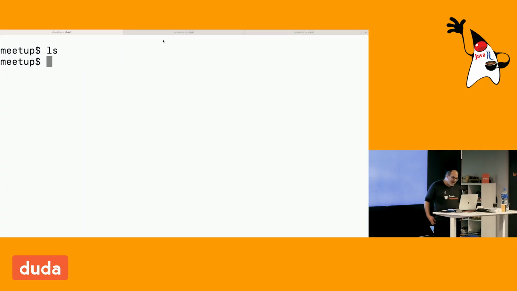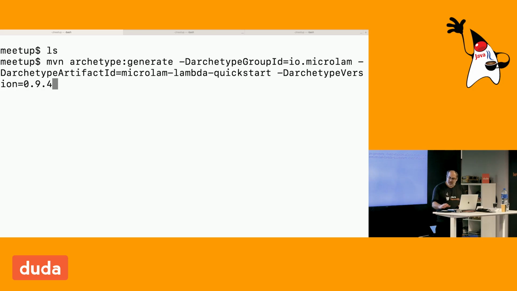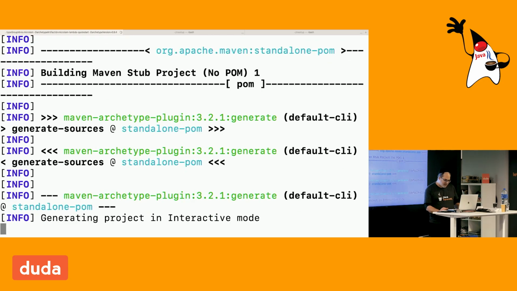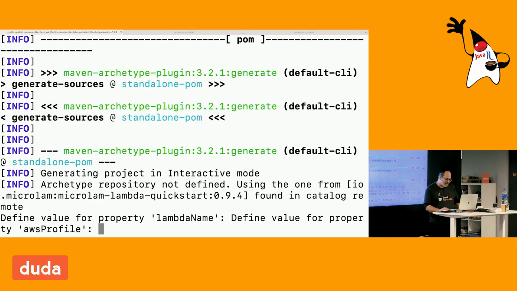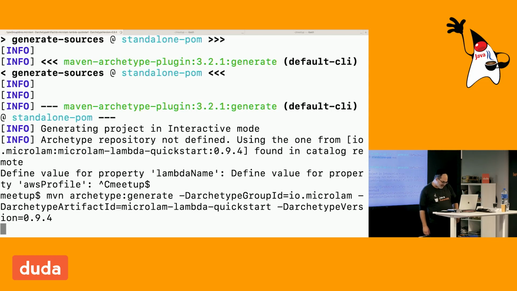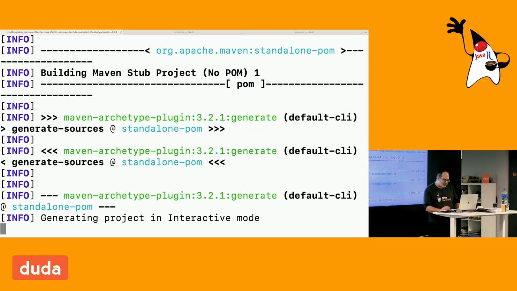I hope the internet is good enough. So let's begin. Okay, with the archetype, the first line. So we are creating the project. I choose a big font so you can follow what's happening. Okay, so I press 2 times to enter. Okay, the first question is the Lambda name.